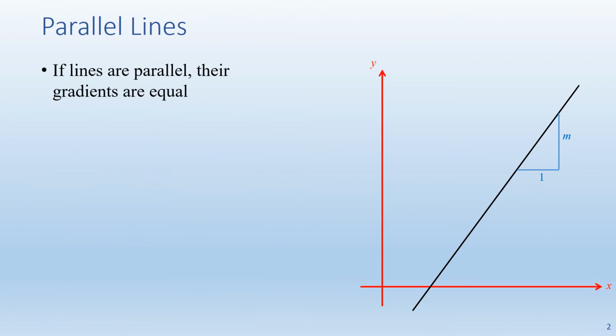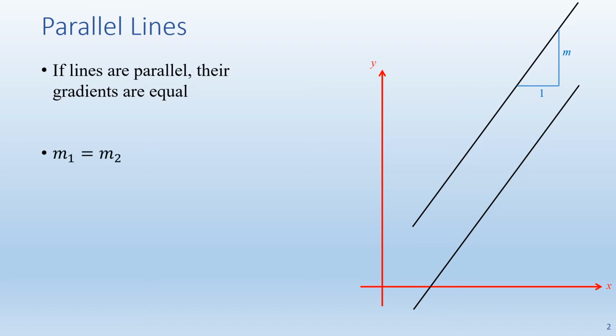Parallel lines have equal gradients. We can see that from the diagram there, where the gradient of the new line is still m, and the lines are parallel. If the gradient of the first line is m1 and the gradient of the second line is m2, then we can see that m1 equals m2.